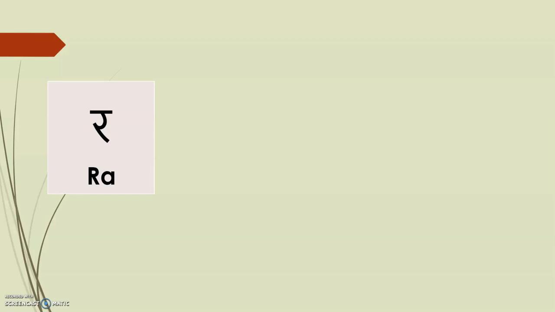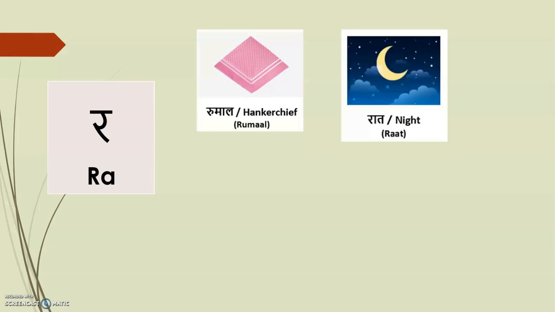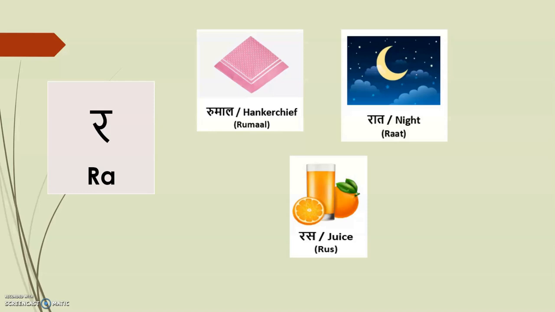The next letter that we see here is R. In the first picture, we can see a handkerchief. Handkerchief in Hindi is called Rumal. In the next picture, what we see here is night. Night in Hindi is called Raat. In the third picture, we can see a glass of juice. Juice in Hindi is called Ras.